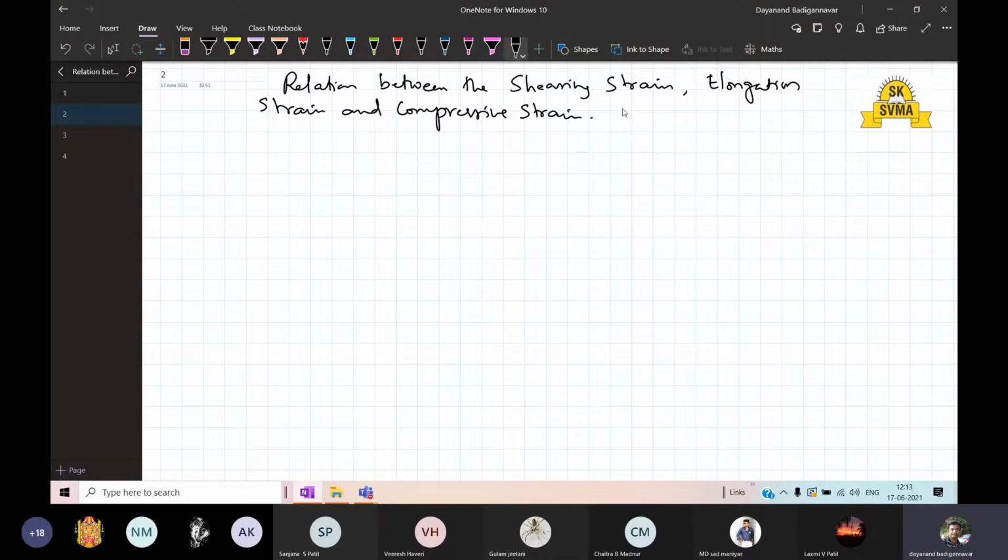So these are the three things. Okay, so this is elongation. I will write it here. So it is elongation strain. Okay, so very important relation.